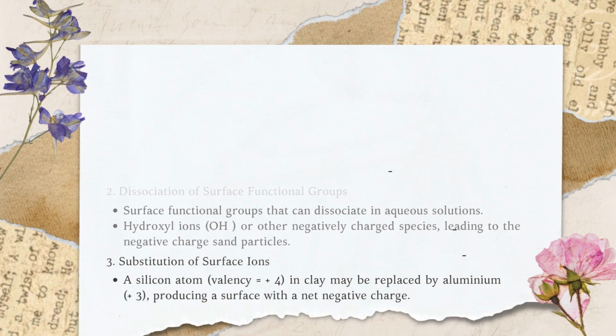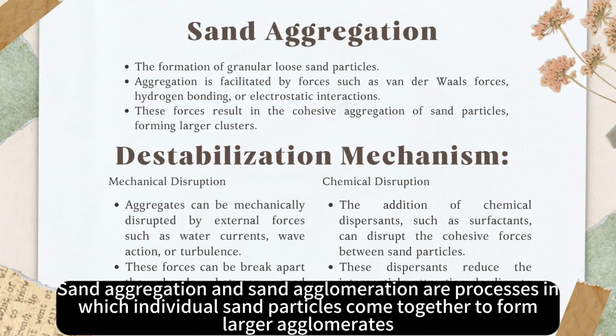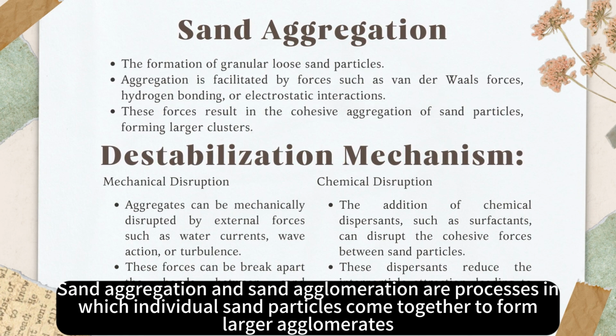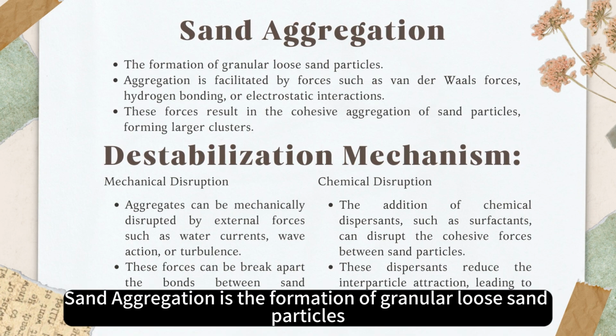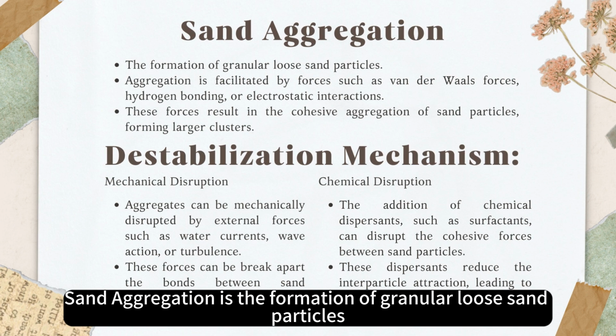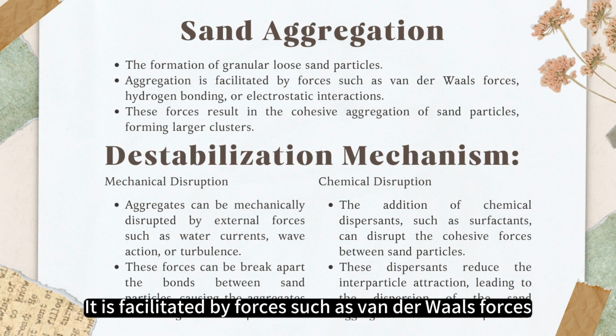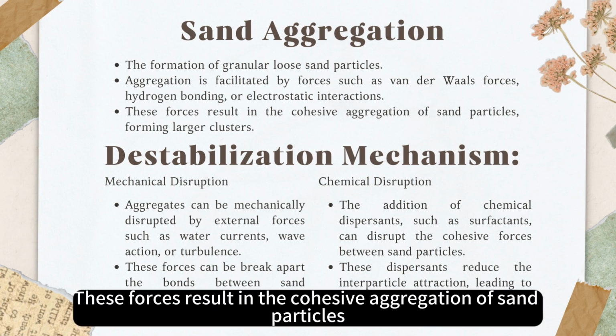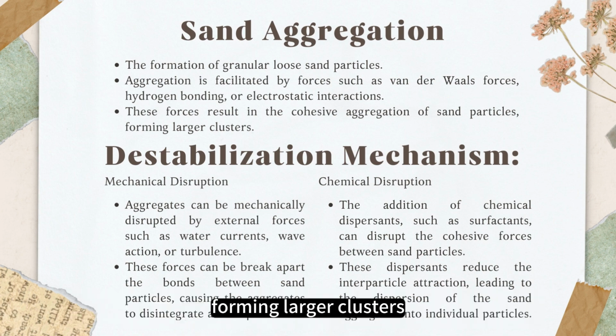negative charge. Sand aggregation and sand agglomeration are processes in which individual sand particles come together to form larger agglomerates. Sand aggregation is the formation of granular loose sand particles. It is facilitated by forces such as van der Waals forces, hydrogen bonding, or electrostatic interactions. These forces result in the cohesive aggregation of sand particles, forming larger clusters.